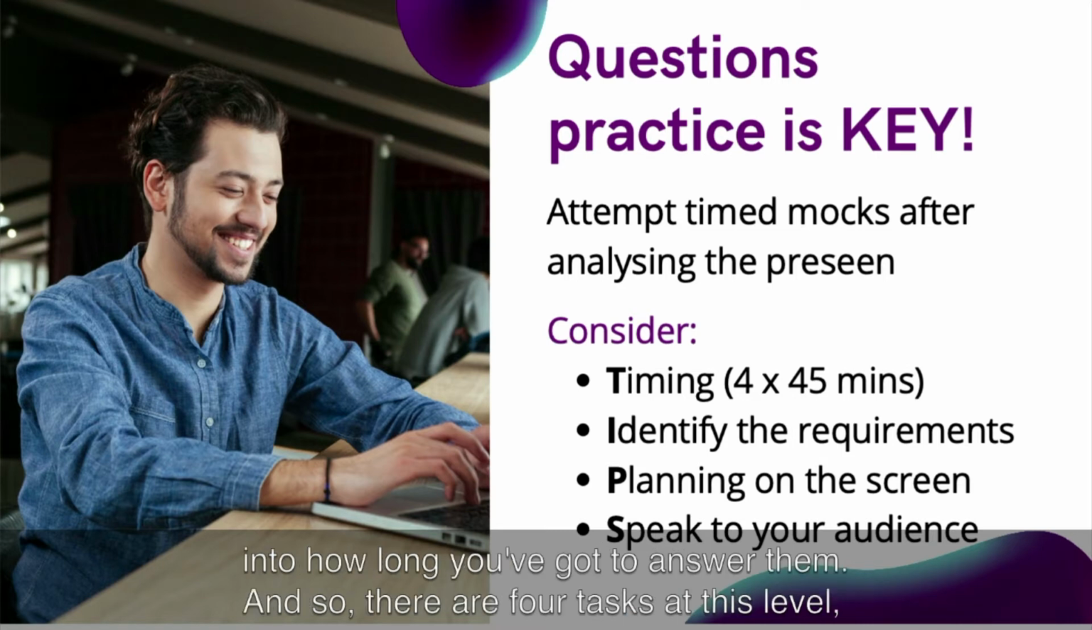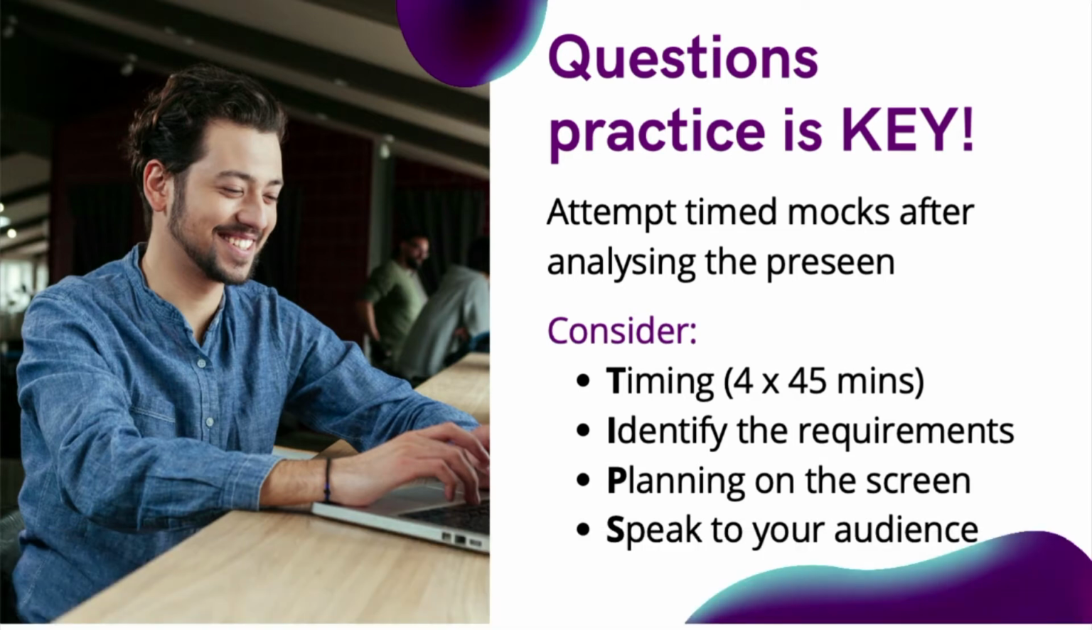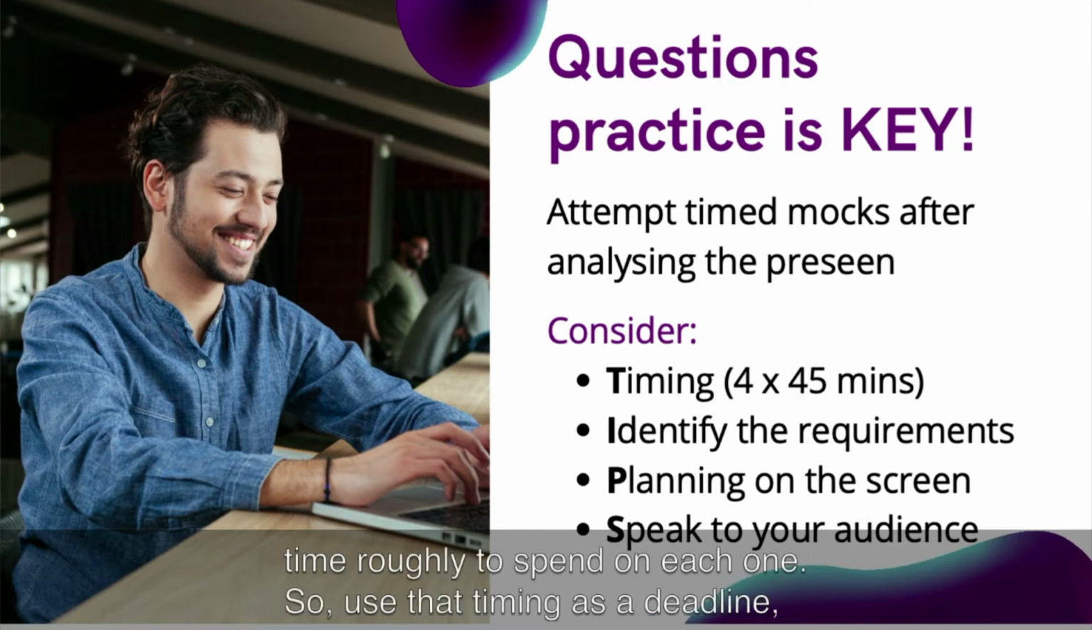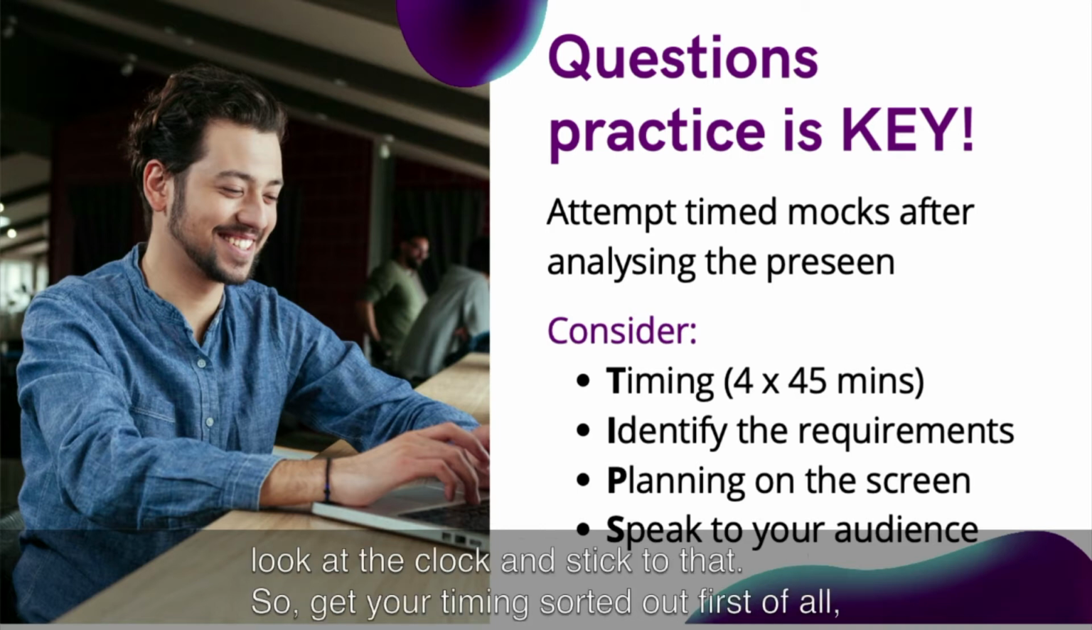So there are 4 tasks at this level, 45 minutes for a total task. Then it will tell you within the task how much time roughly to spend on each one. So use that timing as a deadline. Look at the clock and stick to that. So get your timing sorted out first of all.